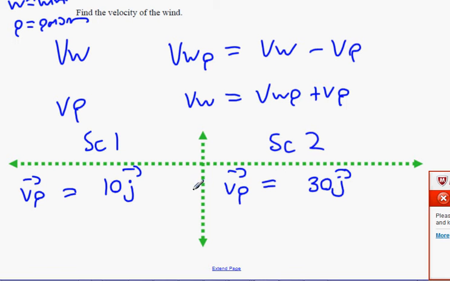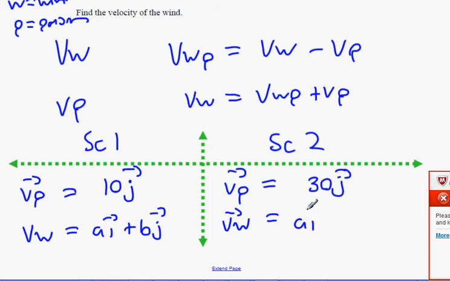Okay? What we're next going to say is that the woman, velocity of the wind, is going to be Ai plus Bj. I'm just picking two random letters to represent the velocity of the wind. Remember, the wind doesn't change in between the two scenarios. Is everybody happy with that? Velocity does not change in between the two scenarios.